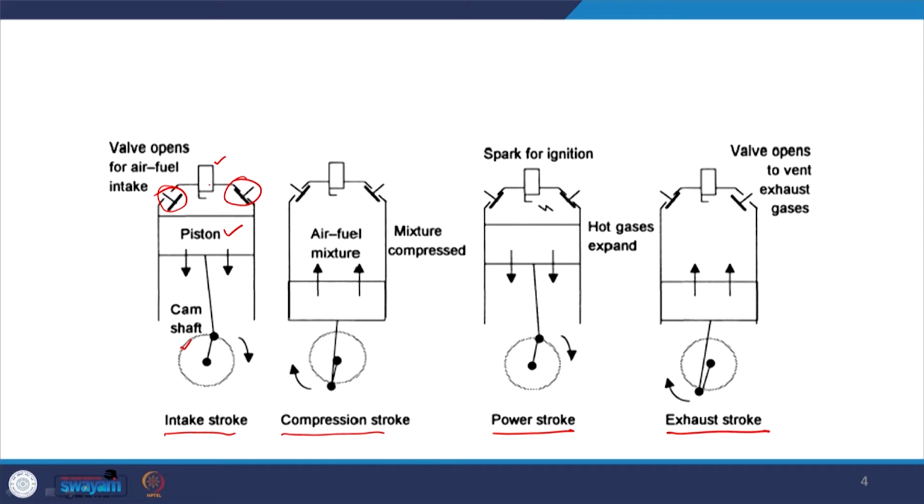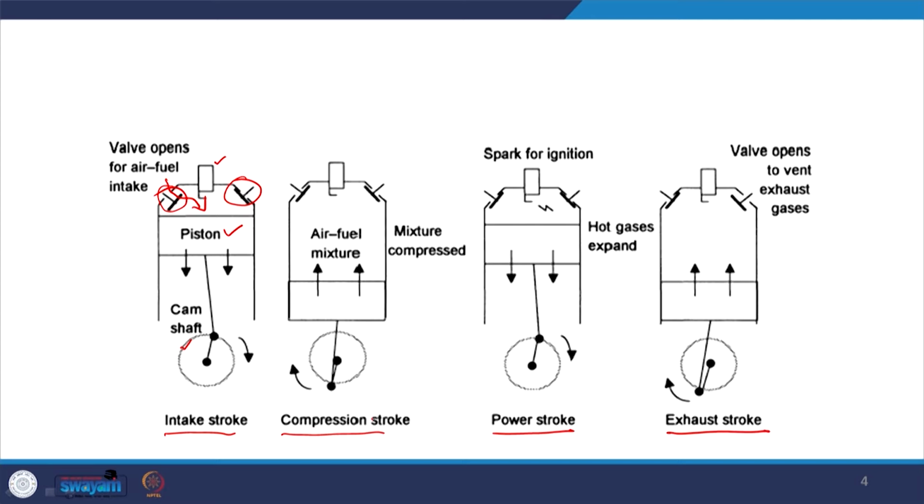So, in the intake stroke, as you can see, the intake valve is open, and we get the air fuel mixture into it like this. After that, the piston keeps on moving downwards. That completes the intake stroke when it reaches the bottommost position, and then comes the compression stroke.